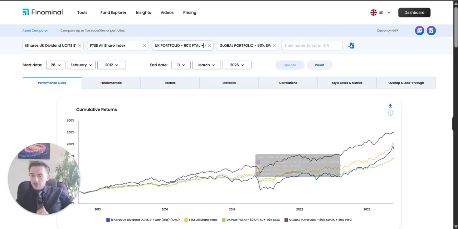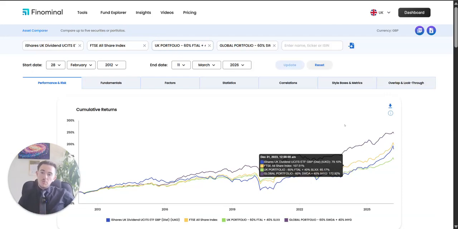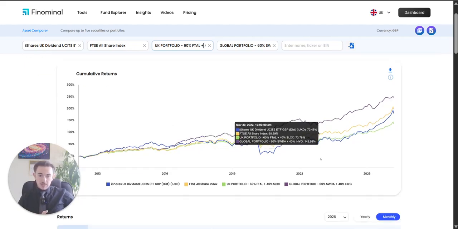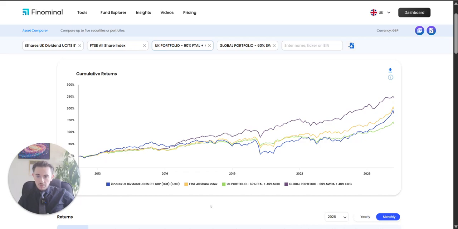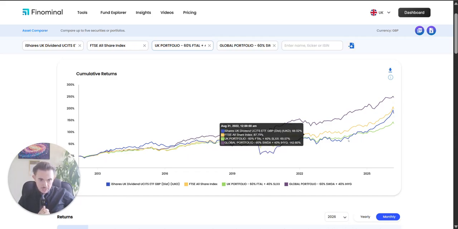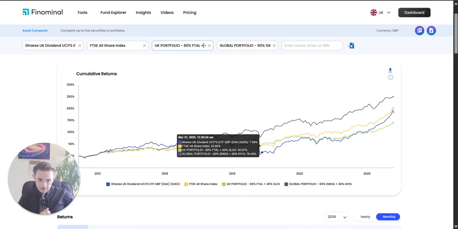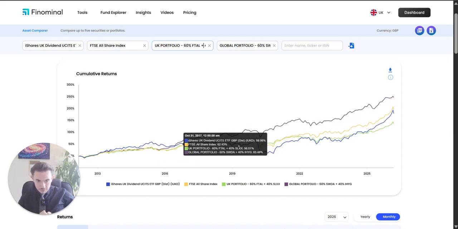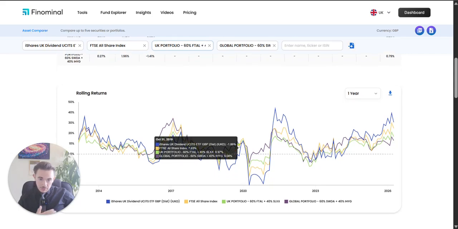The reason I wanted to show a UK specific and a global portfolio is because obviously the UK Dividend Fund is focused on the UK, but I do think it's worth looking at the global portfolio, as we can see it's considerably outperformed all of the other assets we are comparing. But if we look at that UK portfolio specifically, we have seen a much smoother line, especially around the max drawdown of the UK Dividend Fund. So yeah, if we continue now, we can look at rolling returns.